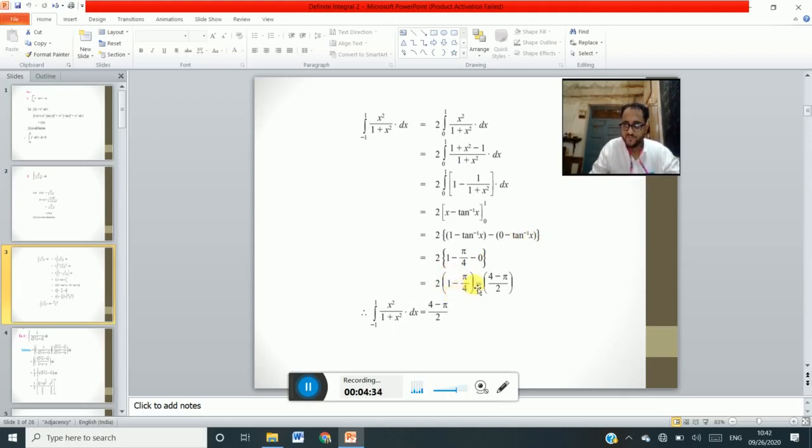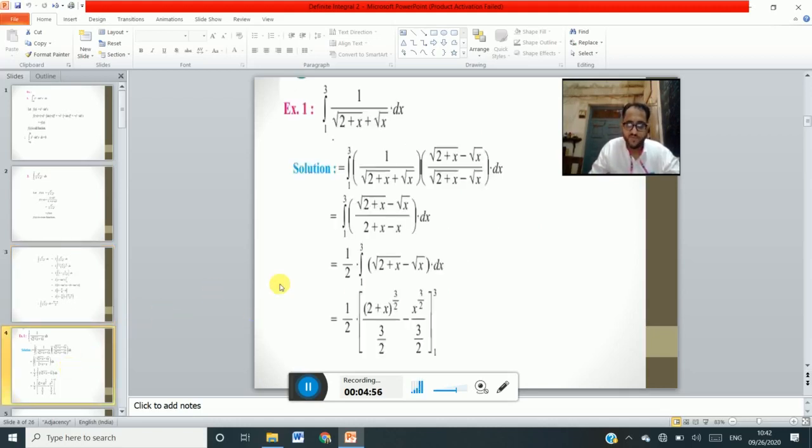So 2 times (1 minus pi by 4) means 4 into 1, cross multiplication is there. So 4 into 1, 4 minus pi upon 4, and 2 by 4 means 2. So the final answer is (4 minus pi) by 4, right? So in this way we have to solve the examples of this type.